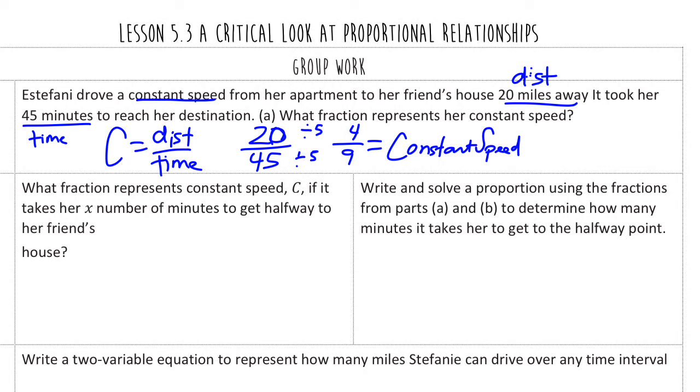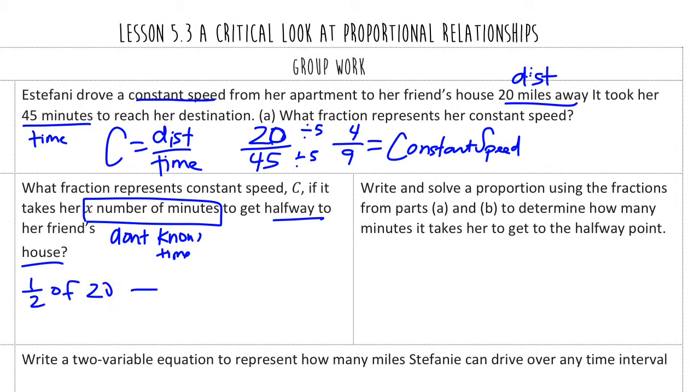What fraction represents constant speed c if it takes her x minutes to get halfway to her friend's house? Well, let's see. X minutes means we don't know the minutes. Don't know time. But then it says halfway to her friend's house. How far away is her friend's house again? Her friend's house is 20 miles away. So half of 20. What's half of 20? That's 10. What do we not know? We don't know the time.